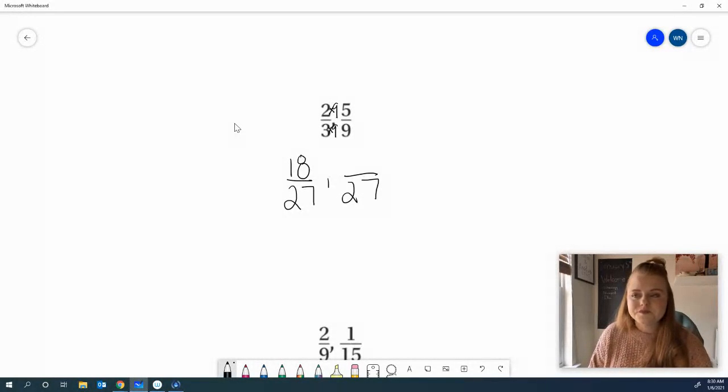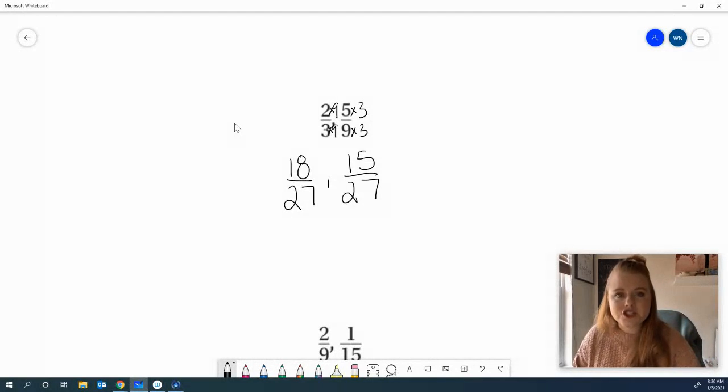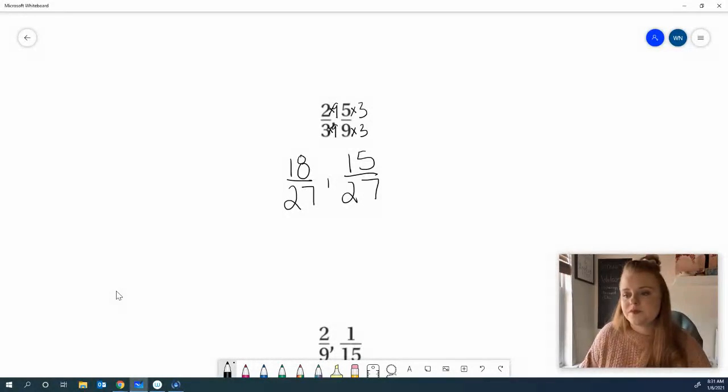Now for the second fraction, I know I multiplied 9 times 3 to get to 27. So I have to do the same thing to the numerator that you did to the denominator. We're going to say 5 times 3 is 15. So our fractions started out as 2/3 and 5/9, but because we used the multiply the denominators method to find common denominators and equivalent fractions, we now have 18 27ths and 15 27ths. So you couldn't have said 2/3 minus 5/9 because the denominators were different, but you could say 18 27ths minus 15 27ths. And that's why we're finding common denominators.